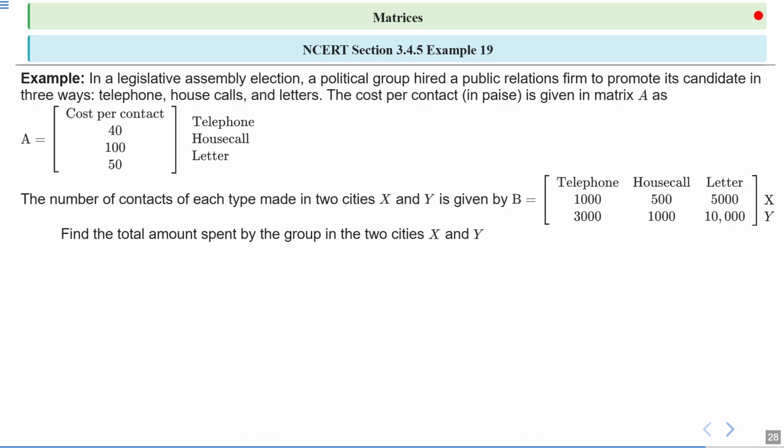The number of contacts of each type made in two cities X and Y is given by matrix B, which is equal to [1000 500 5000; 3000 1000 10000], corresponding to X and Y. Clear? So find the total amount spent by the group in the two cities X and Y.